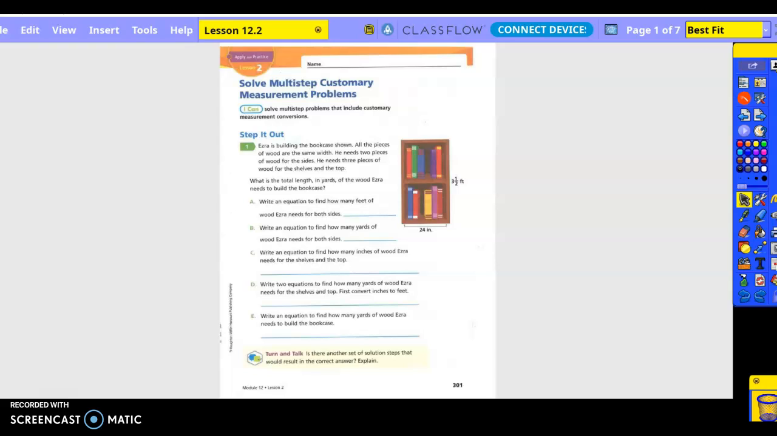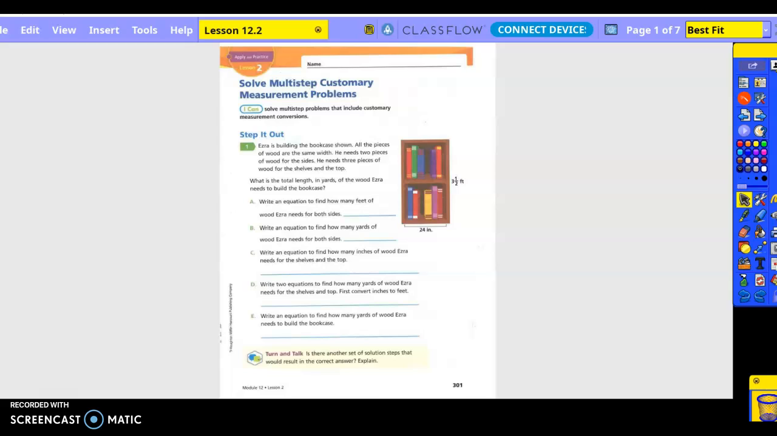Ezra is building the bookcase shown. All the pieces of wood are the same width. He needs 2 pieces of wood for the sides. He needs 3 pieces of wood for the shelves and the top. What is the total length in yards of the wood Ezra needs to build the bookcase? Write an equation to find how many feet of wood Ezra needs for both sides.